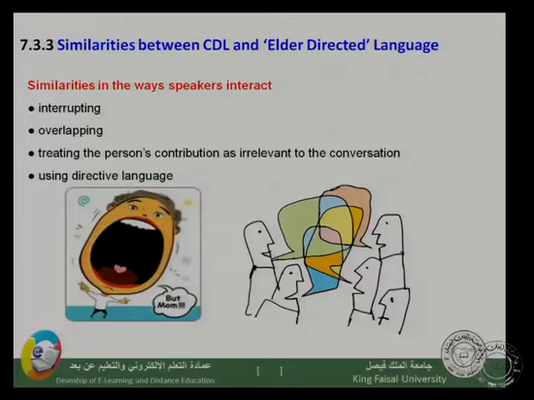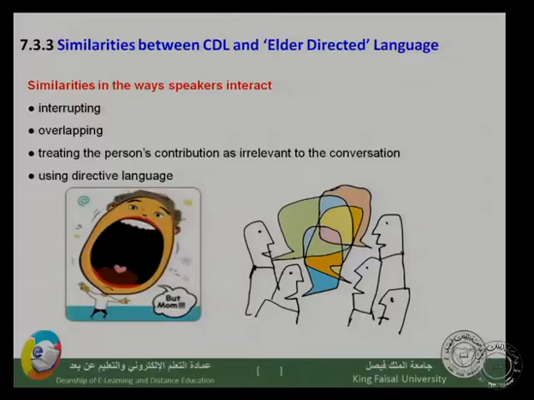You do not understand who is saying what and what everybody is saying. So there is overlapping in the conversation. Young children and people over 65 also tend to treat other people's contributions as irrelevant to the conversation. So they do not really pay attention to whatever they say to one another, because they consider this irrelevant to the conversation.